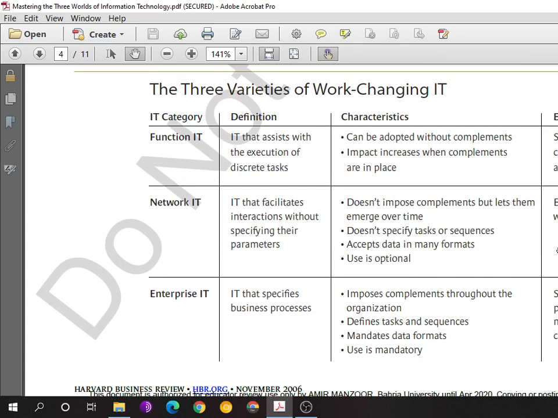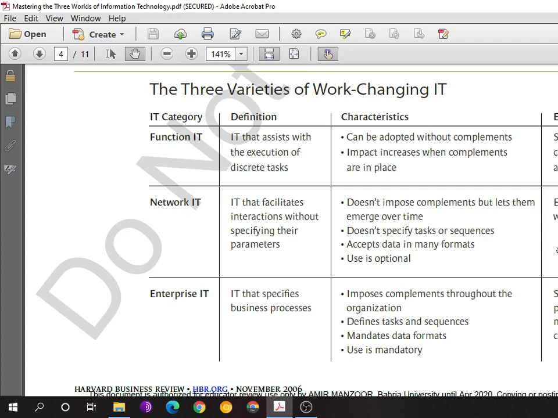Of course, like any theory or any framework, it helps you understand what is happening in the industry. This does not mean that this is the only way to look at IT technology. We saw earlier that we divided them into two kinds of technologies. One was proprietary, the other was infrastructural. This is another way of categorizing it. So according to this article, IT that changes the way that we do our work can be divided into three categories, namely functional IT, network, and enterprise. So let's look at each one.